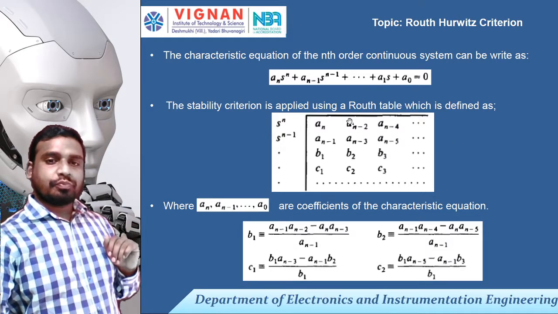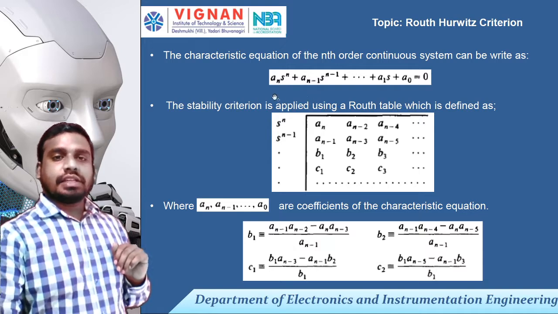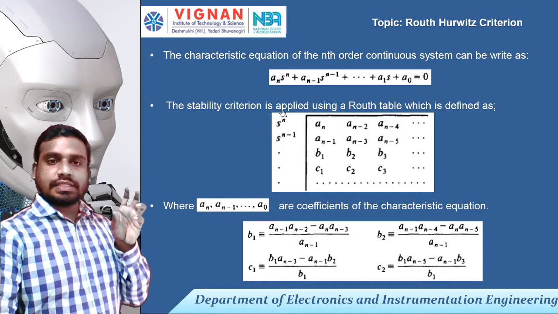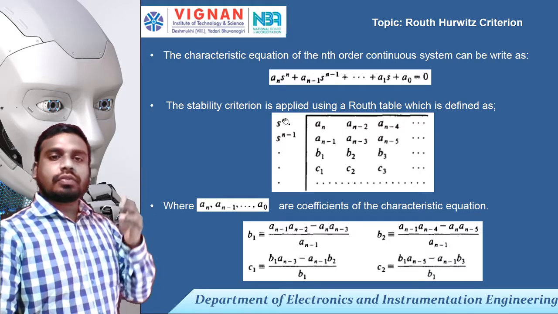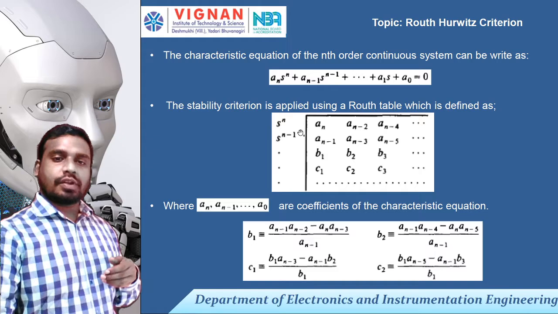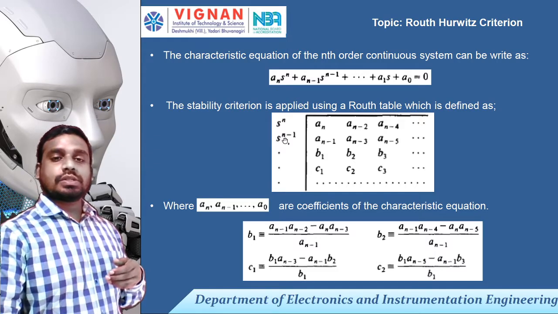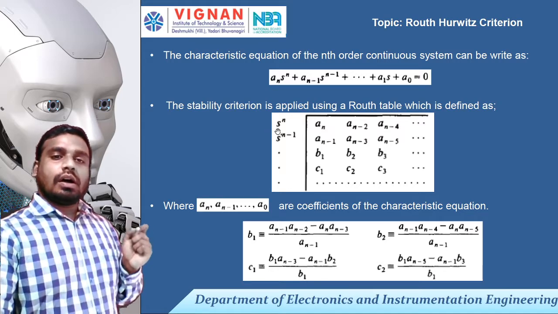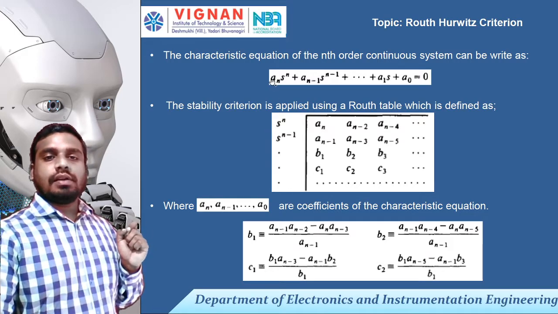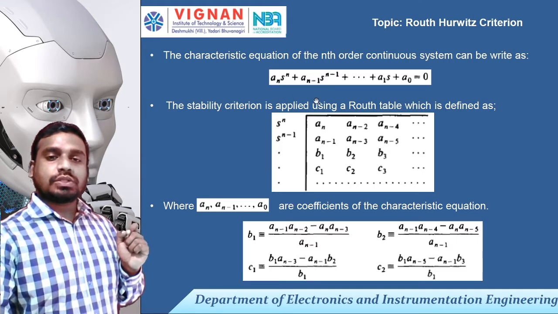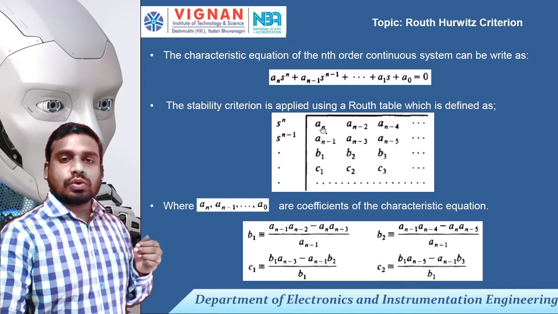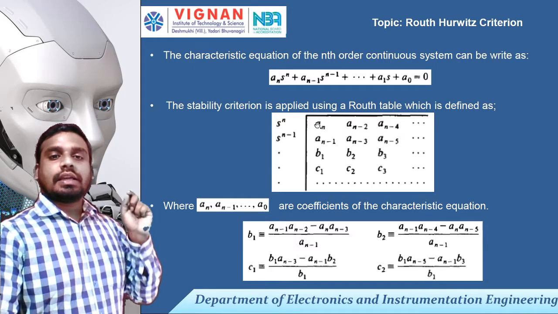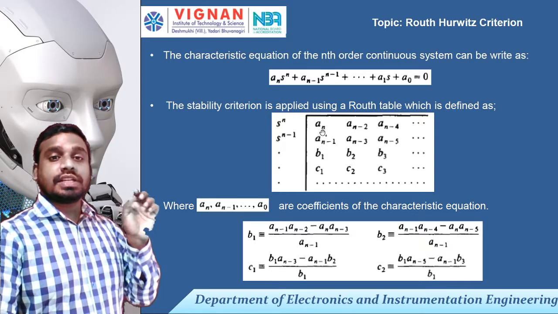This is the characteristic equation they have given, and the way we can represent the coefficients is to write down the order of the transfer function in the left side column: s^n, s^(n-1), and so on, down to s and the constant. Then whatever coefficients you have, you can arrange in the first two rows. The first element of the first row is the coefficient of the highest order term of the characteristic equation.